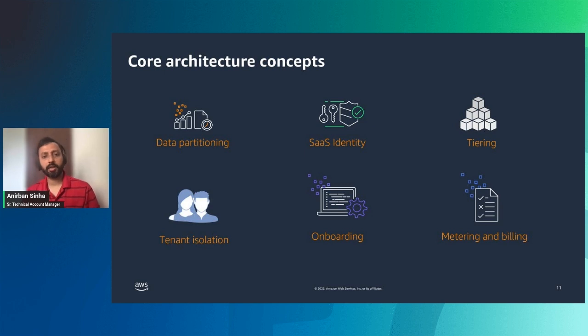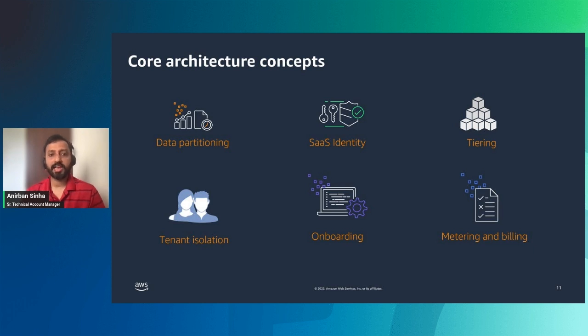So next, let's walk through the core architecture concepts when you talk about SaaS, right? We are talking about how we can physically and logically store the data for one tenant separate from another tenant. That is called data partitioning, right? When we refer to data partitioning, it is not the same as tenant isolation. So tenant isolation is where we ensure that one tenant cannot access another tenant's resources. So no matter what, if you're using IAM or any other security construct, you must ensure that one tenant cannot get to another tenant's resources.